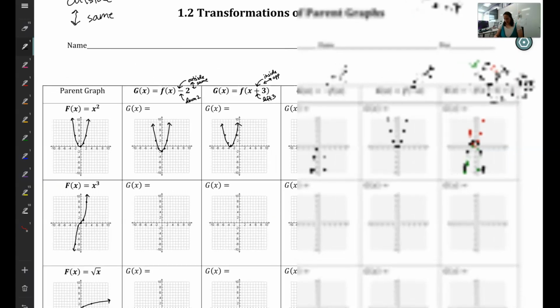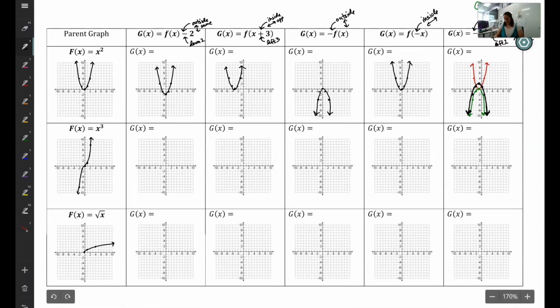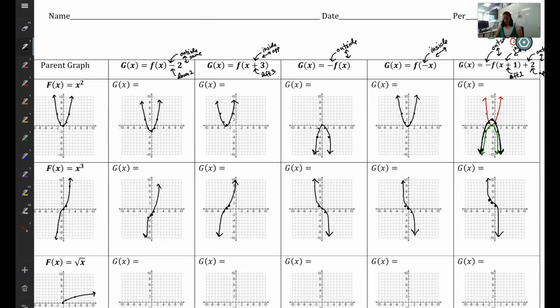So doing that, knowing that, this second line is all the same exact transformations, just applied to a different parent graph. So what I want you to do is pause the video, try these ones out on your own, and then come back and see if you did it right. Okay, you should have gotten something that looks like these ones.